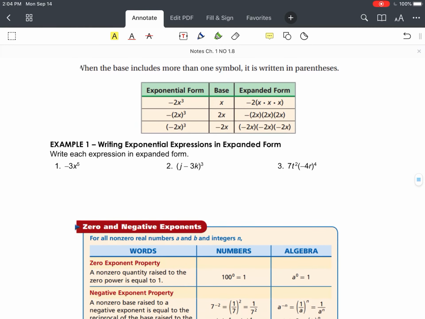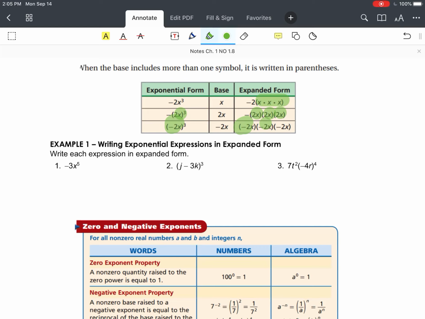When the base includes more than one symbol, it's written in parentheses. So you'll see here we have negative 2x to the third. We're multiplying only the x 3 times. So in expanded form, you'll see that the x is written 3 times. In my second one, 2x is in parentheses, so we're multiplying 2x 3 times. The negative stays out in front. In the third example, negative 2x is in parentheses, so I'm multiplying negative 2x 3 times. When you have negatives in there, that will make a difference how many times you're multiplying it together, so be careful about that.